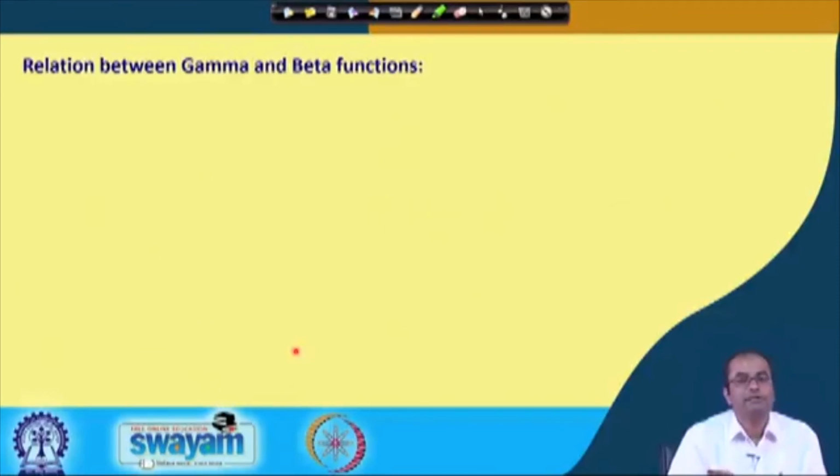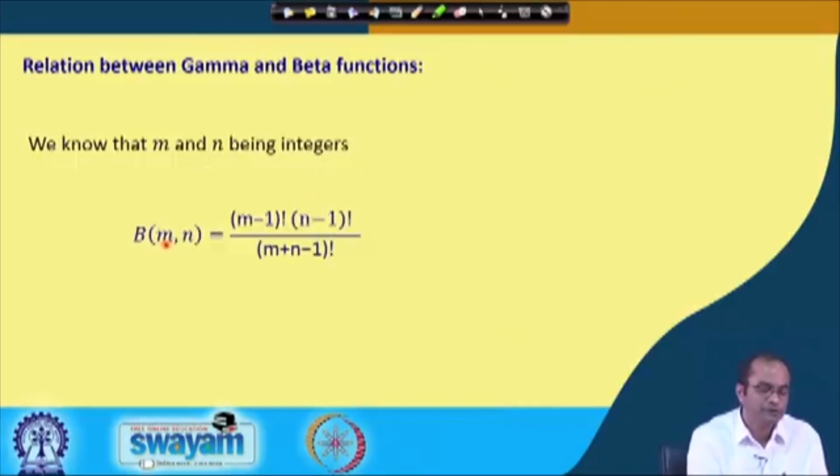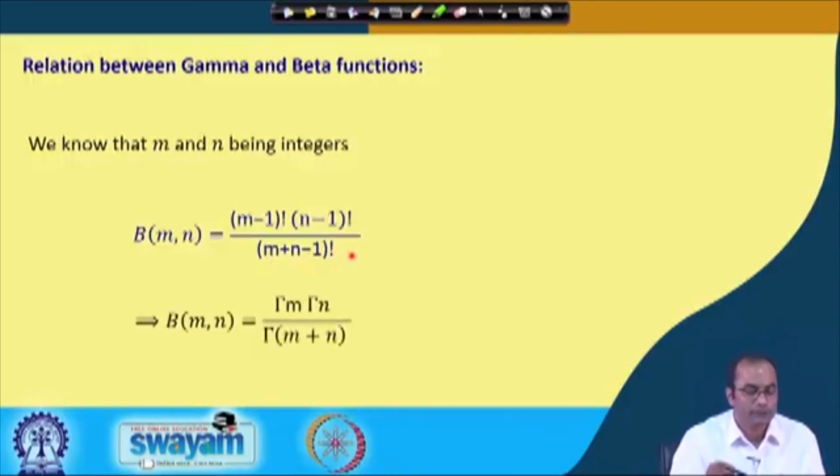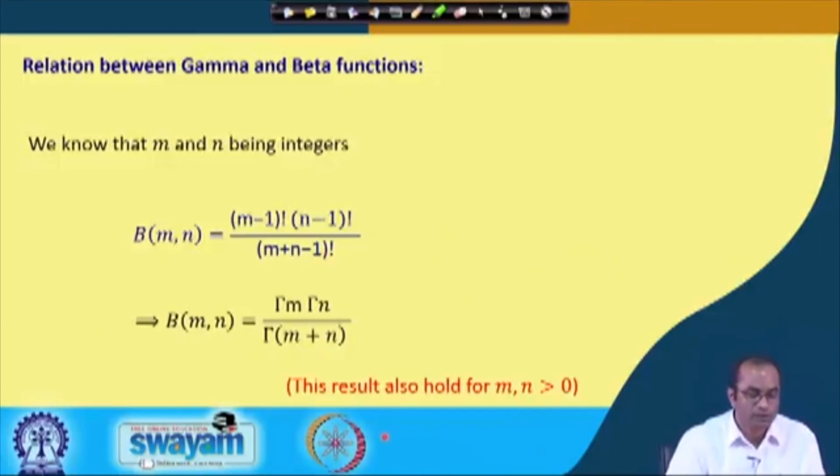So, the relation between the gamma and beta function: we know that when m and n are both integers, we have seen this relation that beta m n can be written as factorial m minus 1, factorial n minus 1, over factorial m plus n minus 1. In terms of the gamma function, we have seen that gamma m is nothing but factorial m minus 1, gamma n is nothing but factorial n minus 1, and gamma m plus n will be factorial m plus n minus 1.